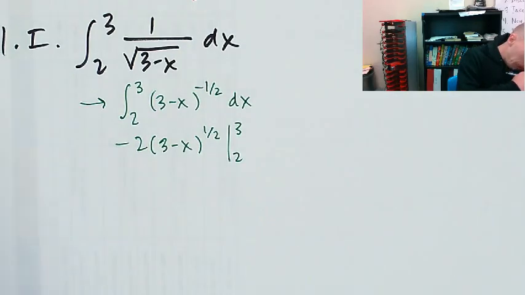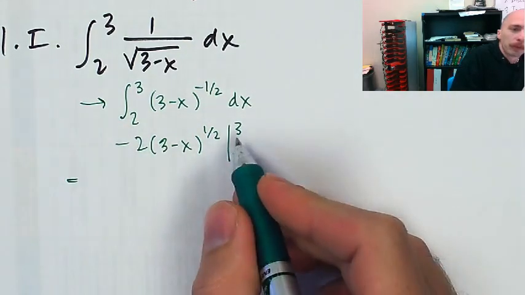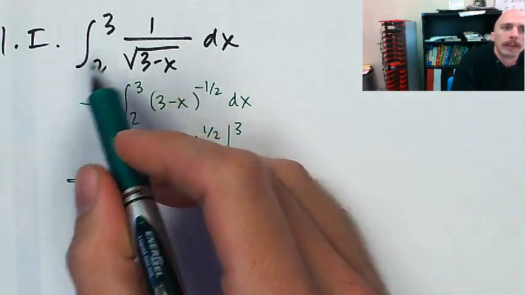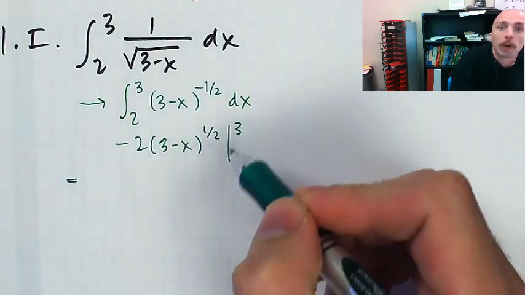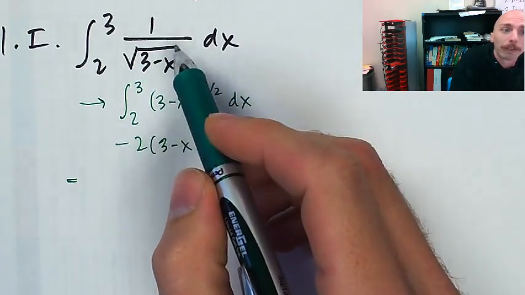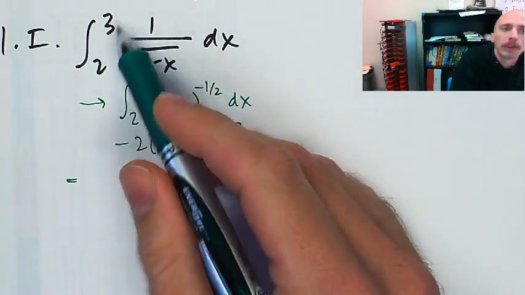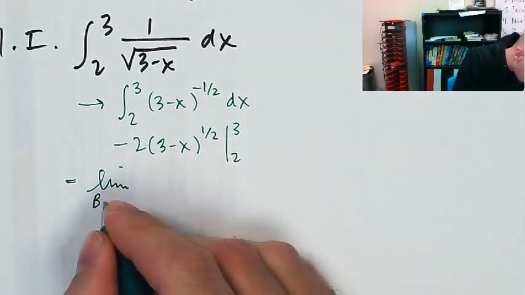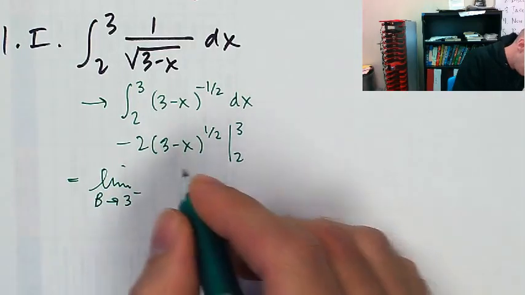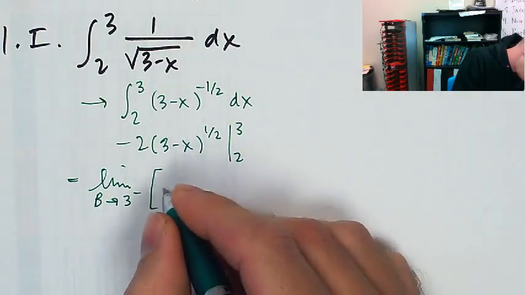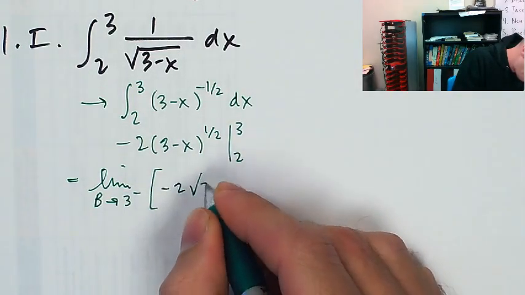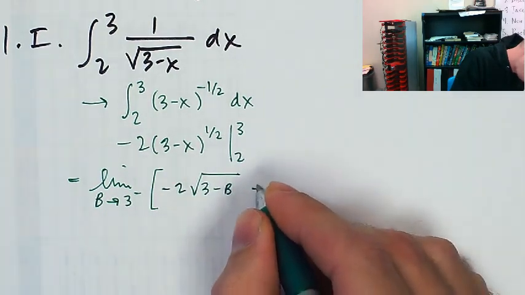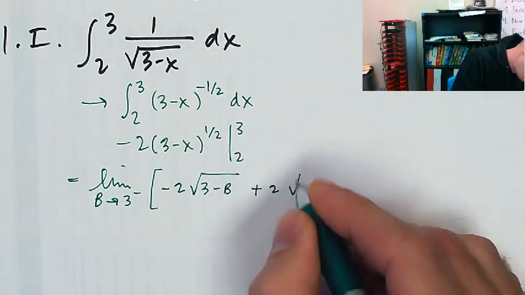And then I'm going to let it go from 2 to 3. But we really can't plug in 3 because this is an improper integral, right? Just plugging in top and bottom is only defined when the integrand, the function we're integrating, is continuous over the entire region of integration. And when it's not, we have to transform it into a limit. So b is approaching 3 from the negative side of negative 2 square root of 3 minus b, minus negative 2 square root of 3 minus 2.